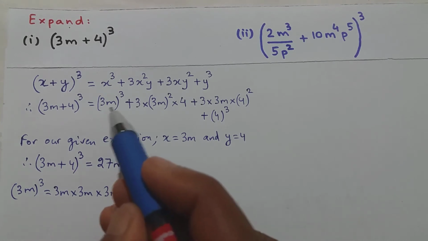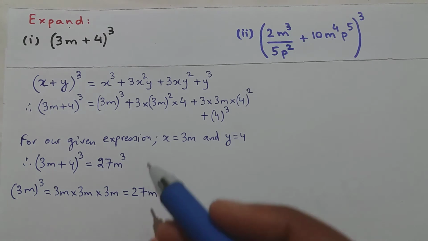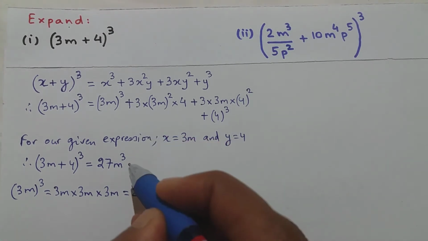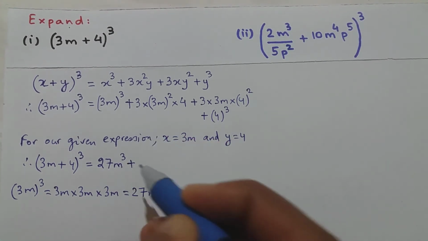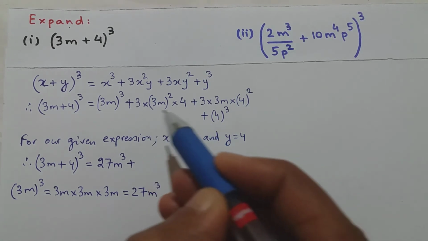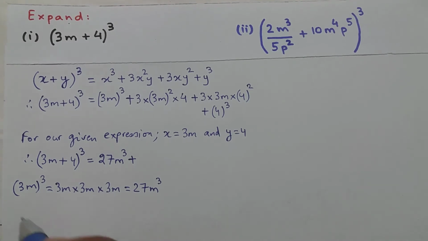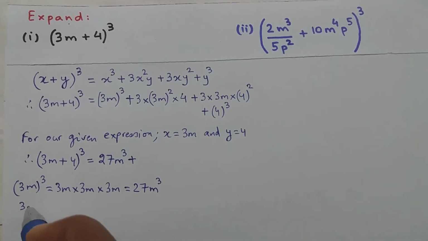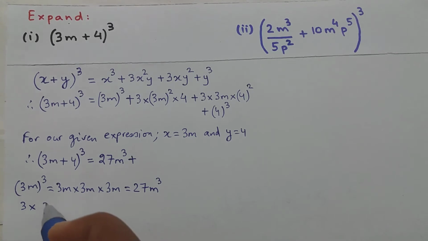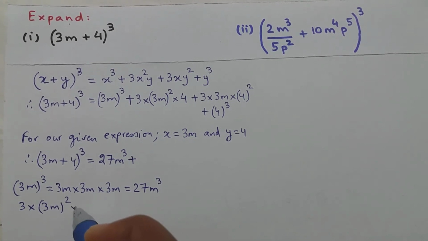So therefore I wrote (3m) whole cube as 27m cube plus 3 into (3m) whole square into 4. So let us simplify this. So I will simplify it over here. So 3 into (3m) whole square into 4.